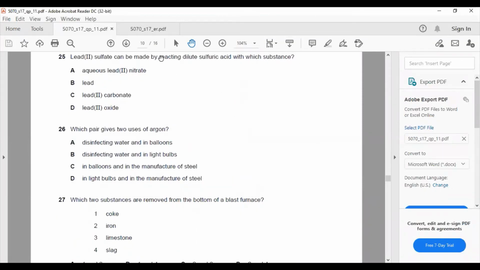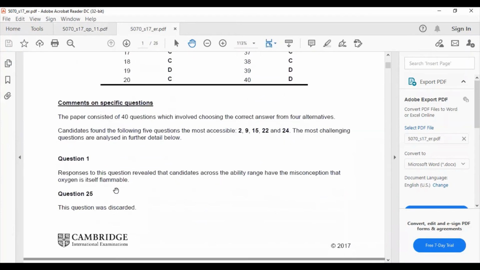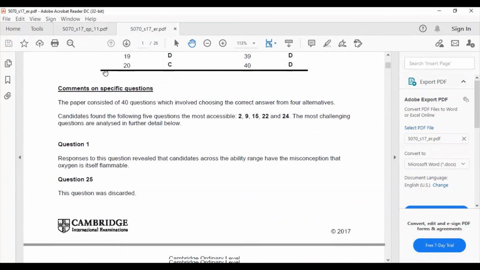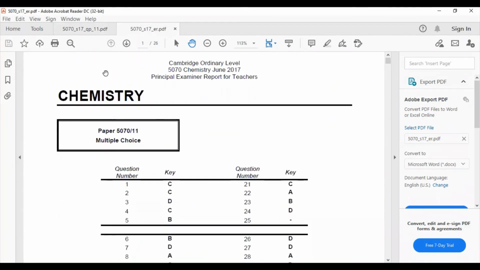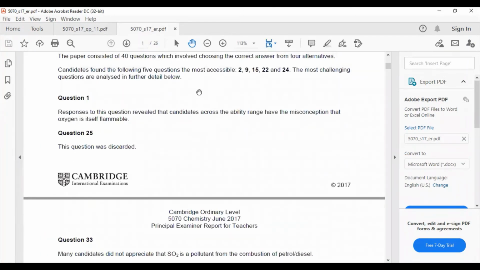25. Okay, 25 question was wrong and it was cancelled by CIE because look at the examiner report. So question 25 was discarded. So this is the examiner report, June 2017, paper 11, question C. So why discarded? Because the question had two options that were correct.